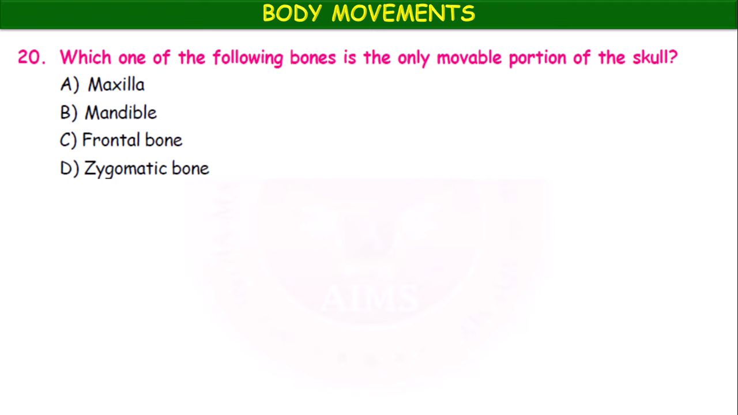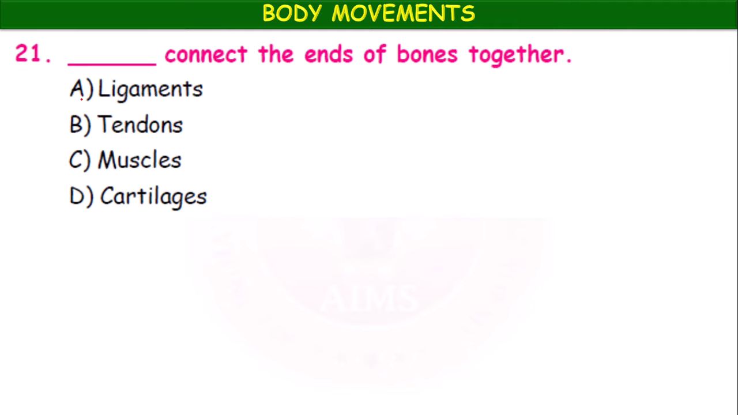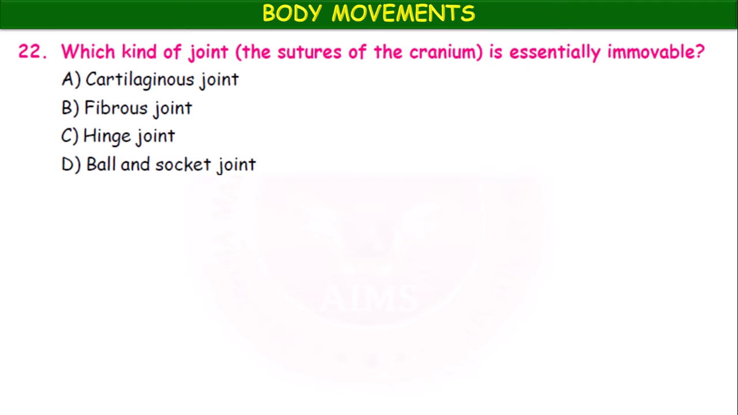So which one of the following bones is the only movable portion of the skull? Maxilla, mandible, frontal bone, zygomatic bone. It is the mandible, the lower jaw. It is the only movable portion of the skull. Dash connects the ends of the bones together. Ligaments, tendons, muscles, cartilage. It is the ligament. Okay, two bones are joined together by ligaments.